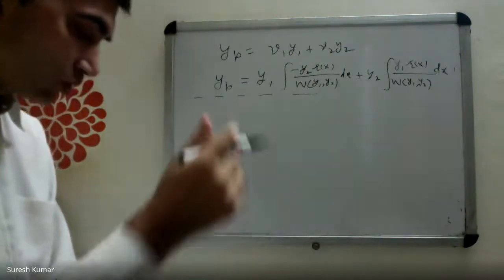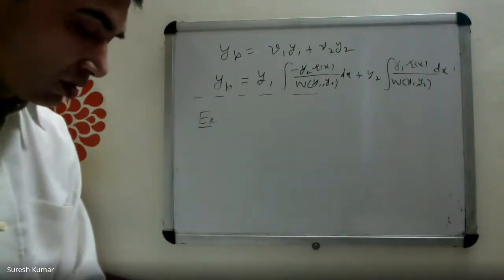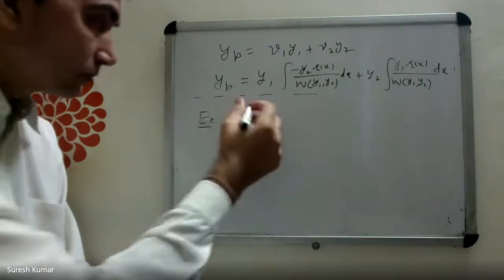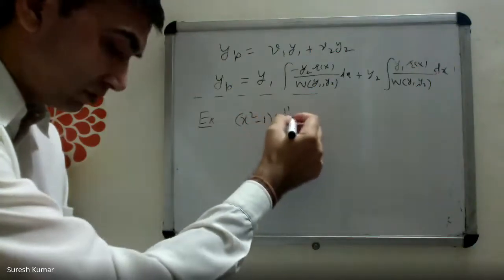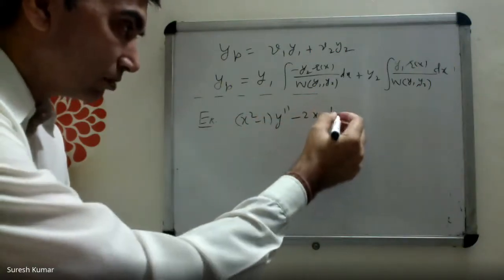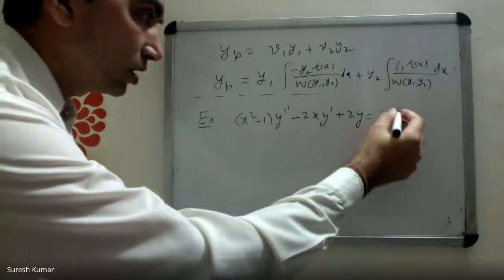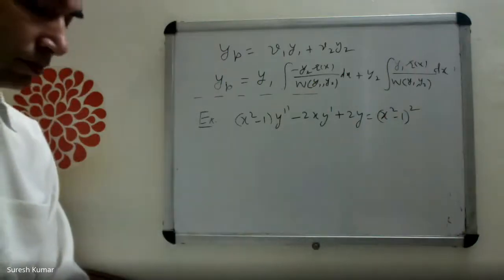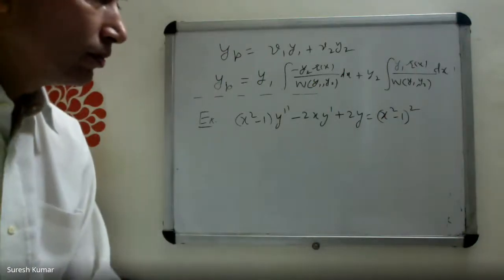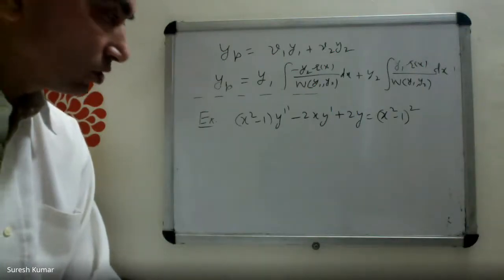Using the method of variation of parameters, find the general solution of the differential equation (x^2 - 1) y'' - 2x y' + 2y = (x^2 - 1)^2. Find the general solution. For yp, use the method of variation of parameters.